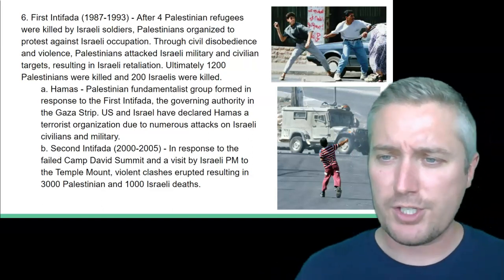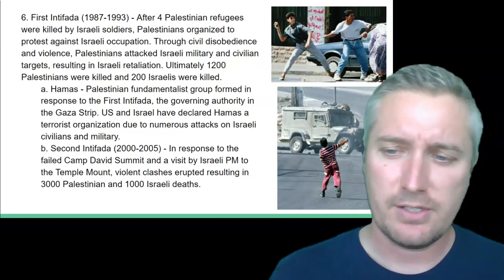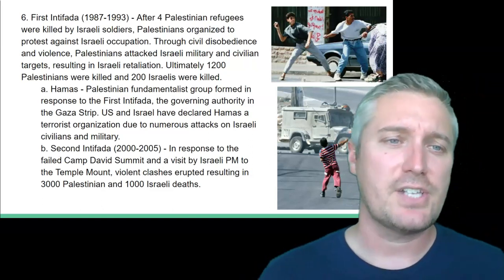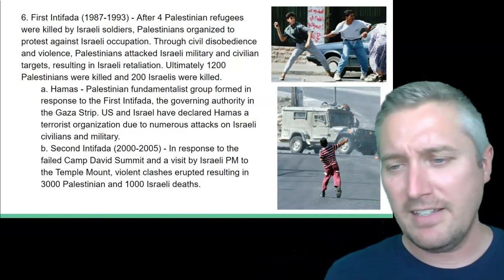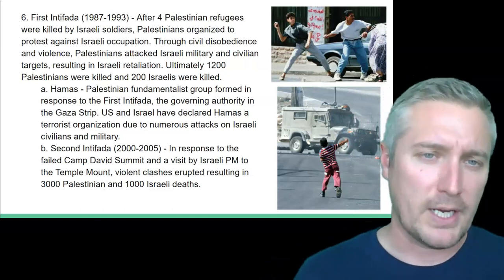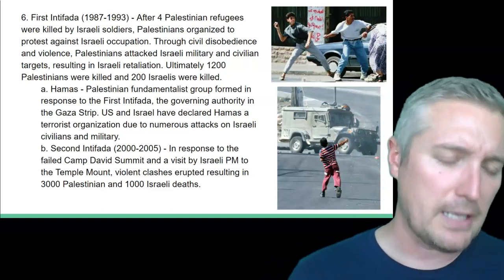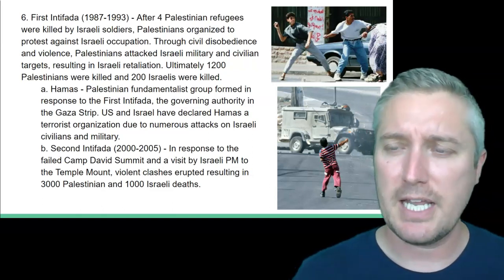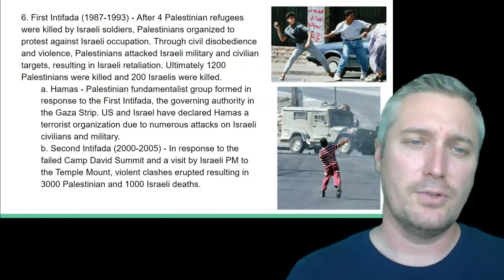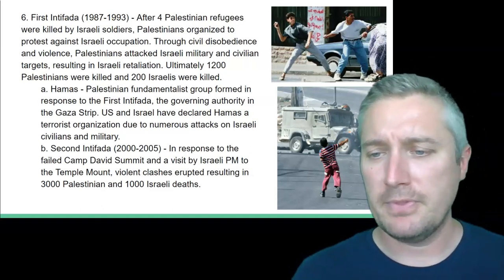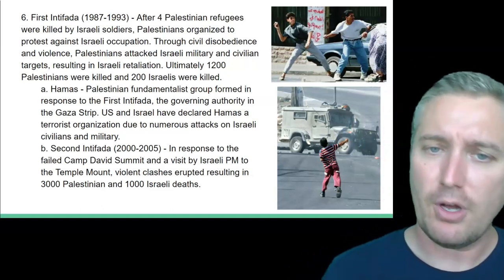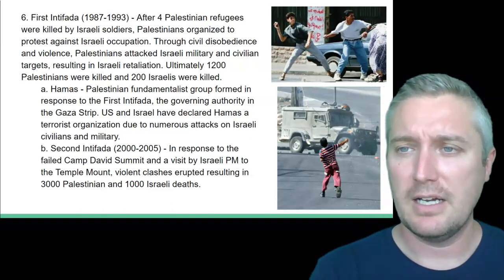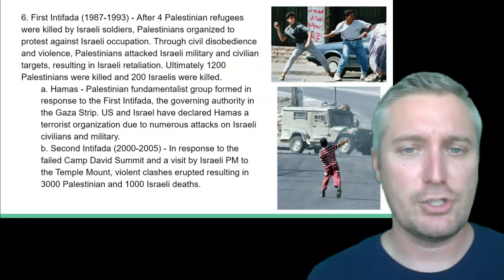There was, of course, clashes ever since the establishment of Israel between the Palestinians and the Israelis. But in 1987, there were 4 Palestinians that were killed by Israeli soldiers, and Palestinians began to protest those killings. Not just through civil disobedience, but also through violence. Many of these protests did turn violent and into riots.